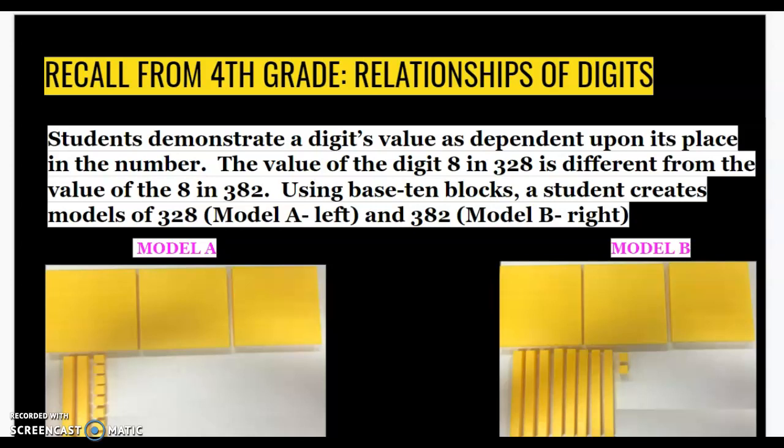Students demonstrate a digit's value as dependent upon its place in the number. The value of the digit 8 in 328 is different from the value of the 8 in 382. Using base 10 blocks, a student created a model for 328, which is demonstrated in Model A on the left, and 382, demonstrated in Model B on the right.